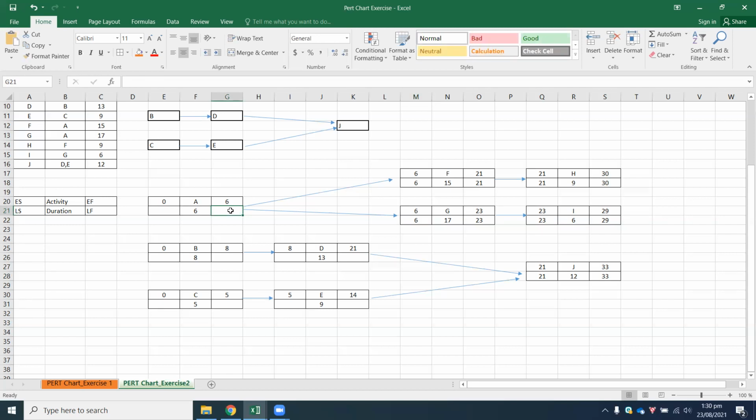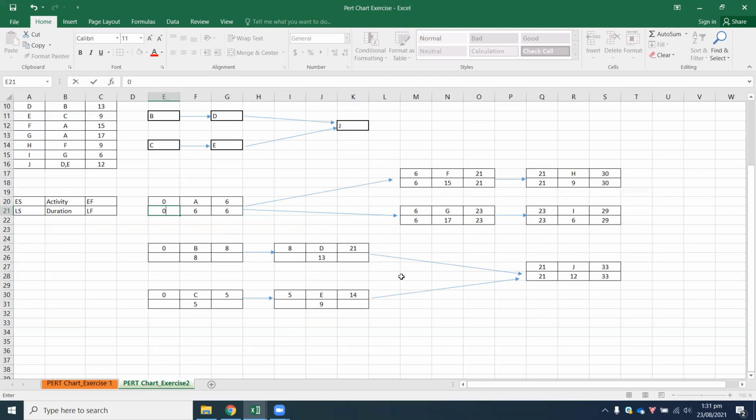Now Monish is attempting activity A. Activity A generally has 2 successor events, which are F and G. So the late start values will become the late finish value in activity A. Right, you are correct now. Thank you, Monish. So 6 minus 6 gives you a value of 0.